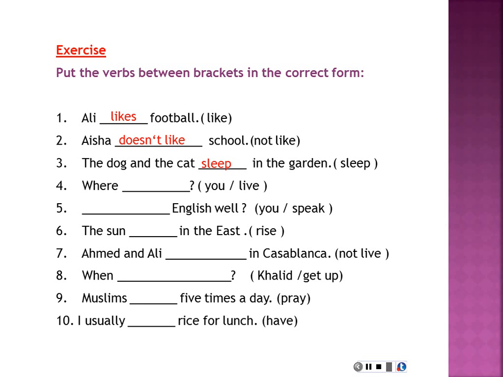Okay, sentence number 4. This is the beginning of the sentence where we are asking about a place, and we will talk about WH words later in this lecture. But now let's focus on this sentence where we ask where, you, okay, I'm talking to you, and the verb is live.